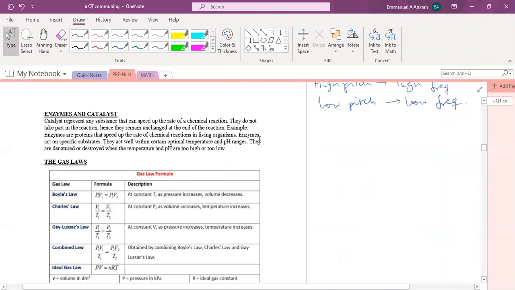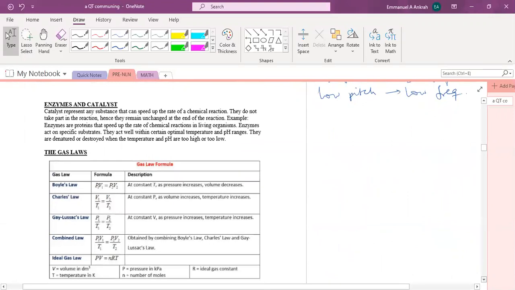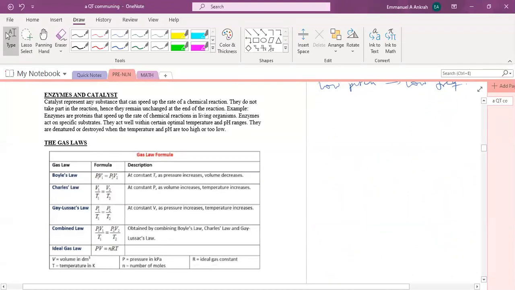Let's quickly go over enzymes, and then we'll look at the gas laws. Now, we all know that enzymes are known as biological catalysts. So what's a catalyst? A catalyst is any substance that speeds up or can speed up the rate of chemical reactions. So they only speed up chemical reactions. Keyword is speeds up reactions.